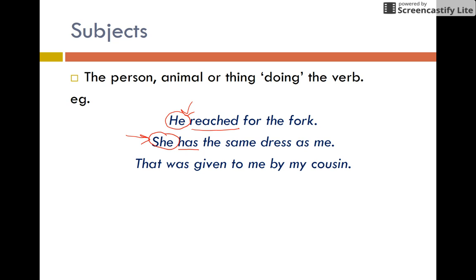And in our third example, that was given to me by my cousin. What's the verb in the sentence? Was given is our verb, the fact that the thing was given. And who was it who did the giving? The person who did the giving was my cousin. This is our subject. And as you can see, the subject isn't always at the beginning of the sentence. It can come after the verb.